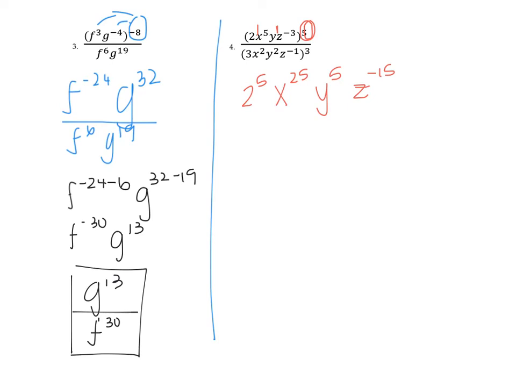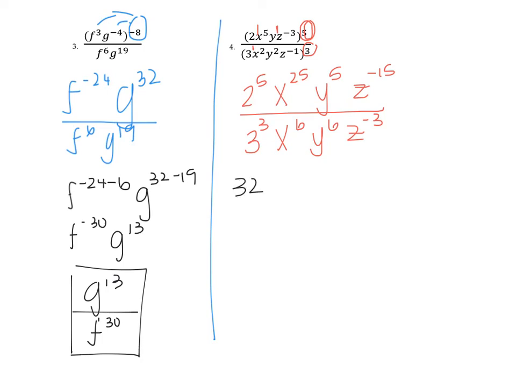Then we're going to do our denominator. Remember, we've got to distribute this 3 to every single term, including our constant. So our 3 raised to the 1st power is now going to become 3 cubed. X squared times 3 is x to the 6th. Y is going to be to the 6th, and then z to the negative 3 as well. Now we can simplify that 2 to the 5th power, which is going to be 32.